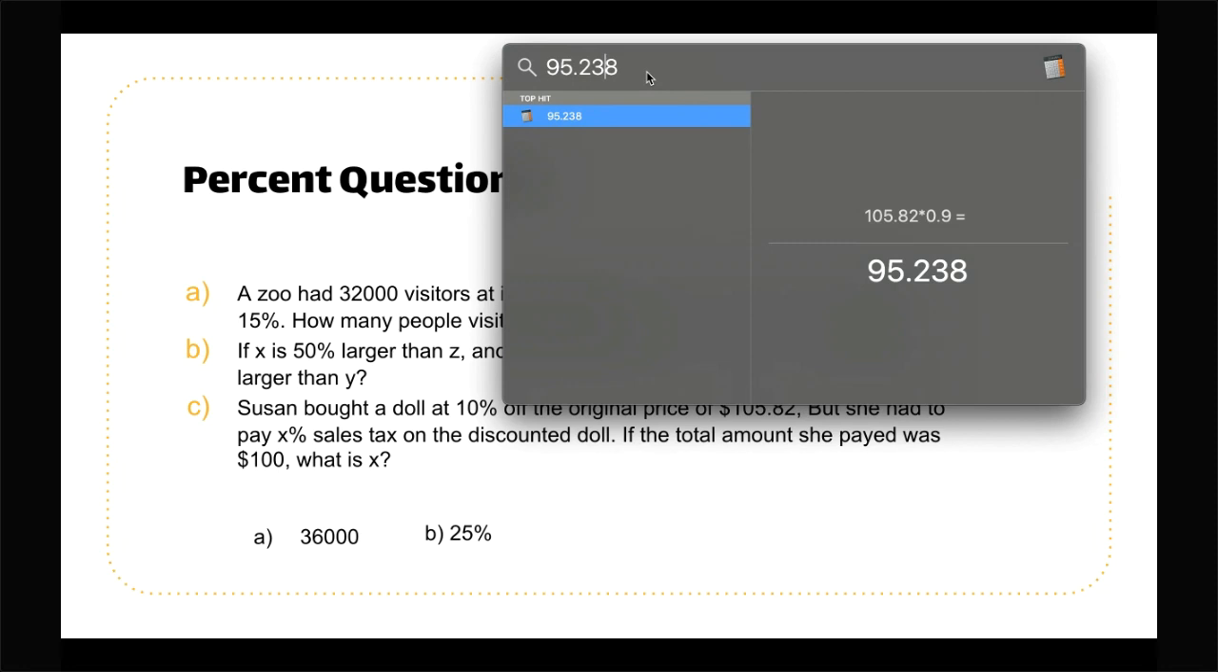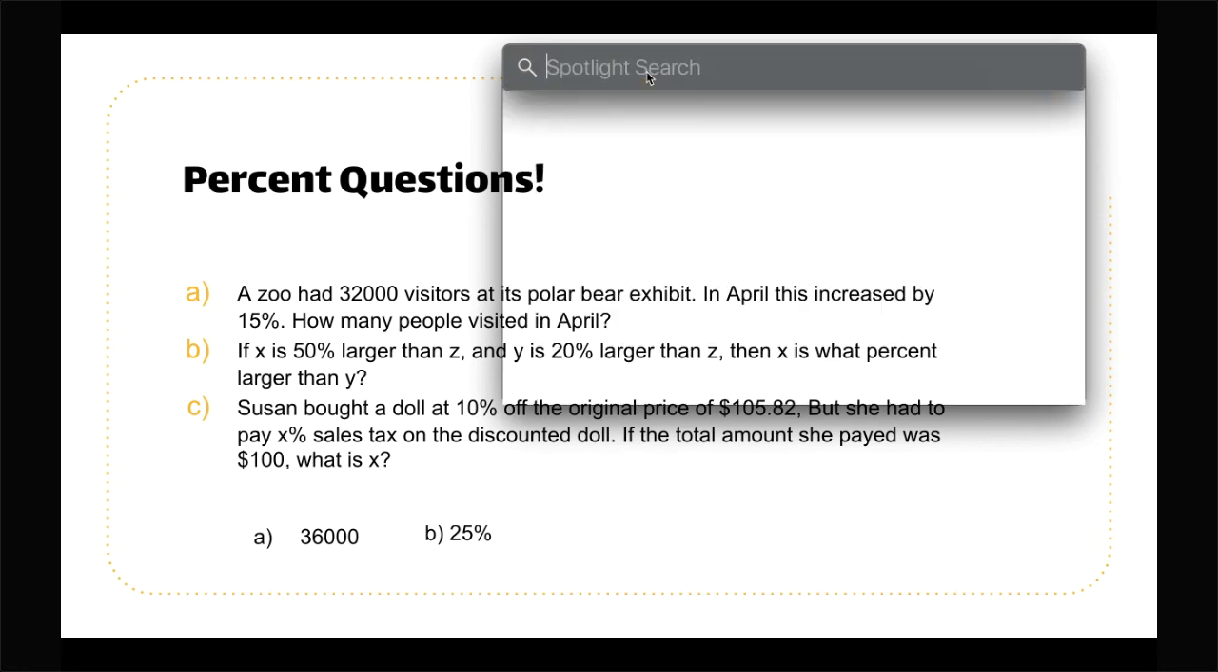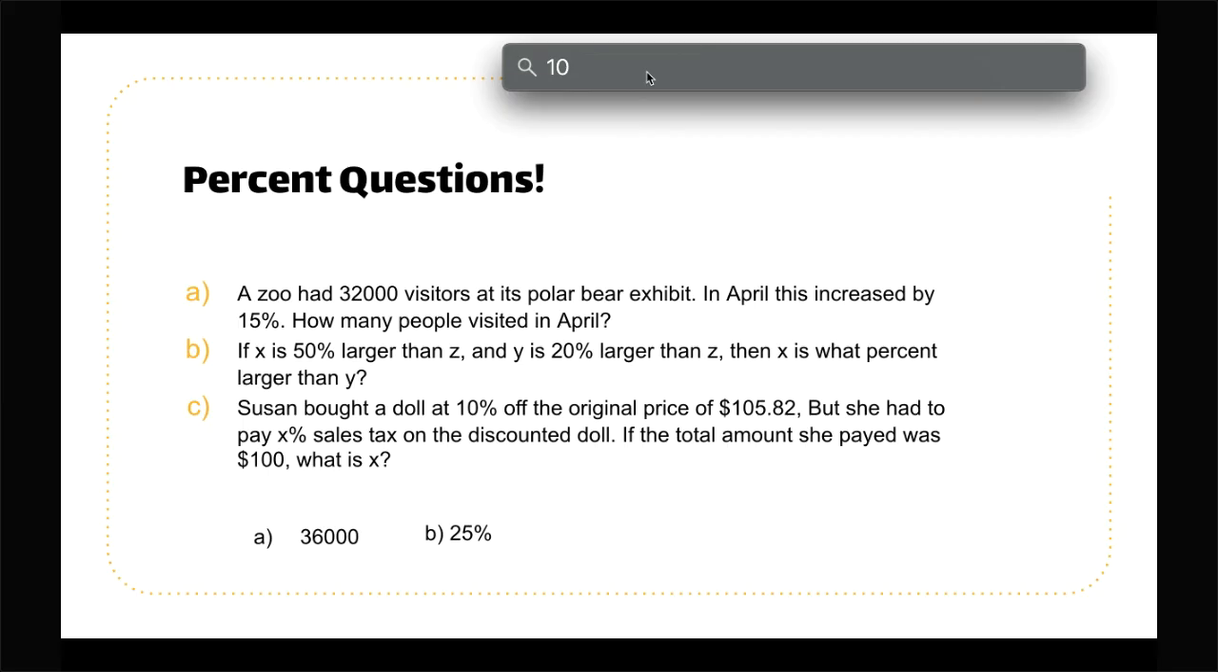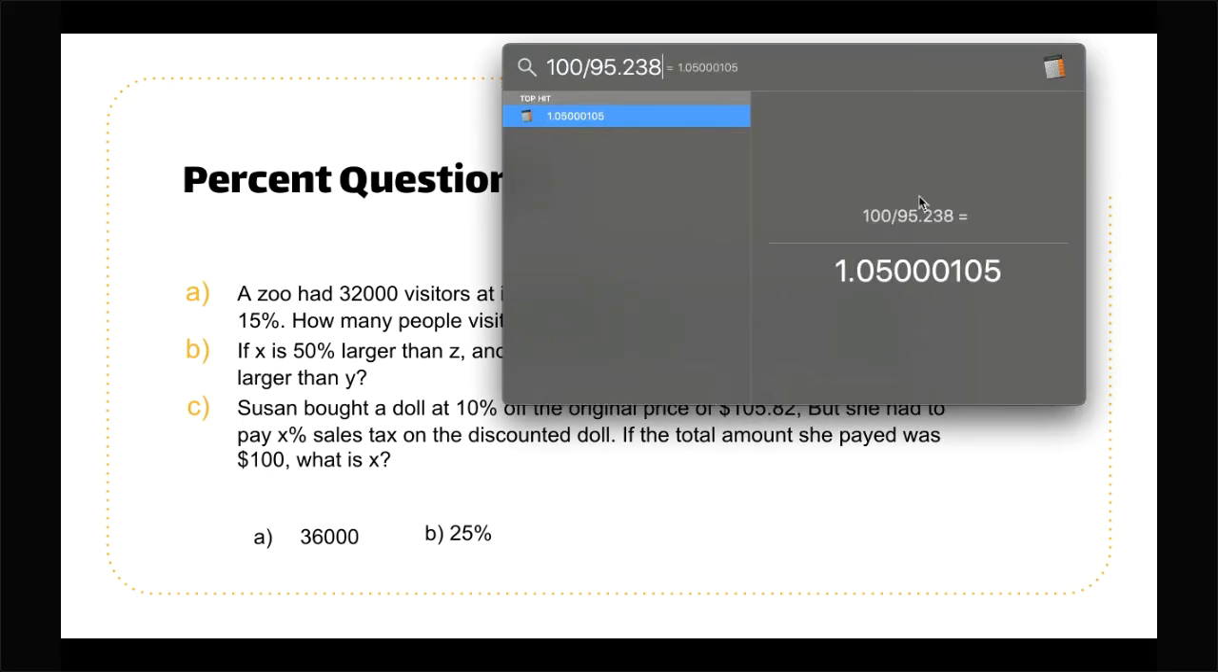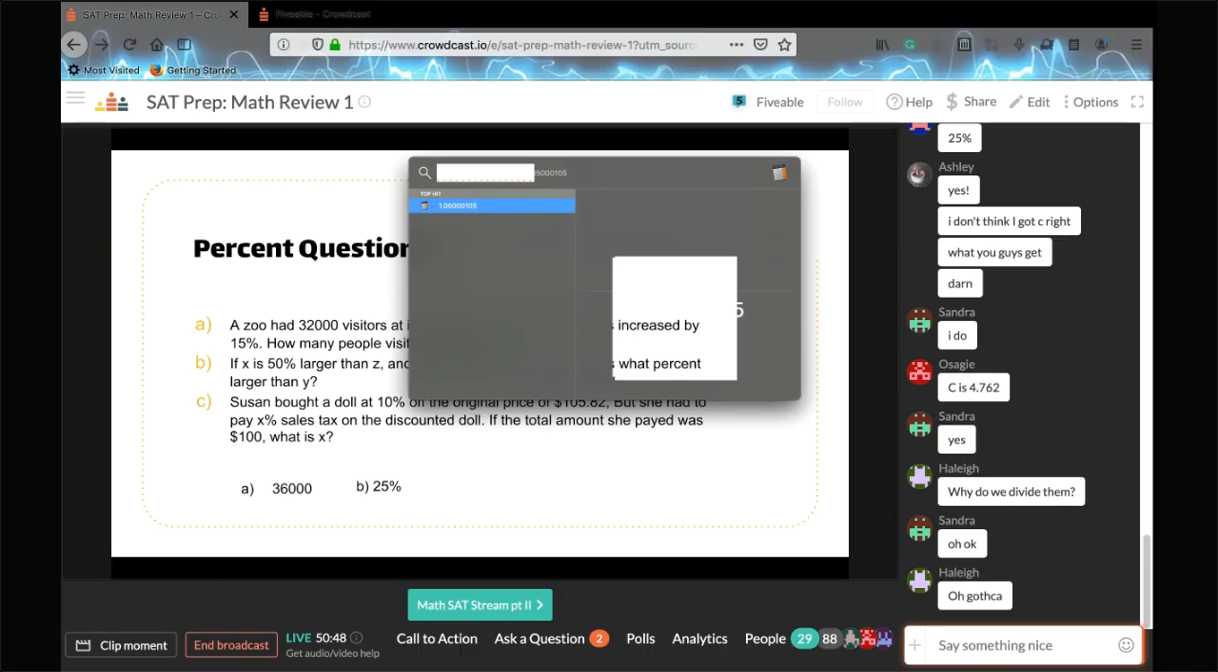Copy this, and we take 100, we divide it because we want to know the percentage difference, because that's x. 100. Come on, computer. There we go. Equals 1.05, which gives us 5%, a 5% increase.